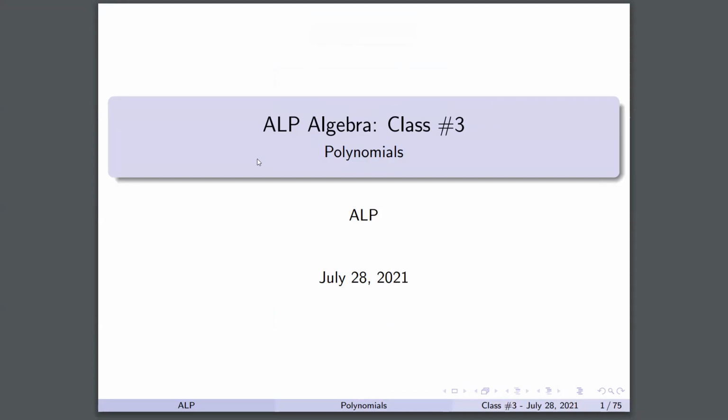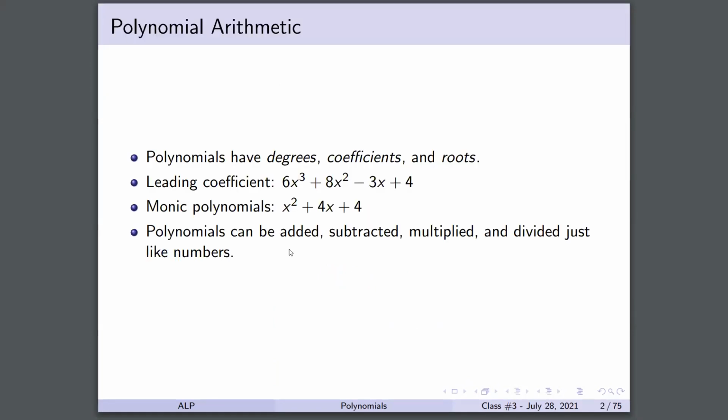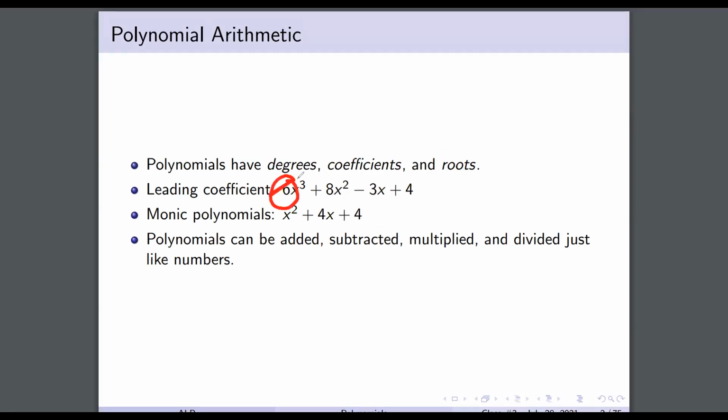Hello, welcome again to ALP Algebra class number 3, which is about polynomials. So we know that polynomials have degrees, coefficients, roots, and their leading coefficient. For this particular polynomial, 6 is our leading coefficient, because x cubed is the largest degree, and this means that 6 will be our leading coefficient.